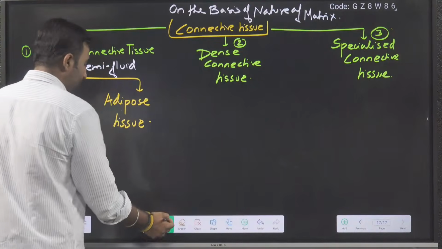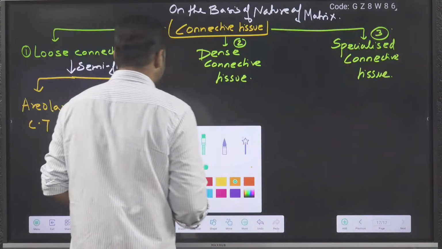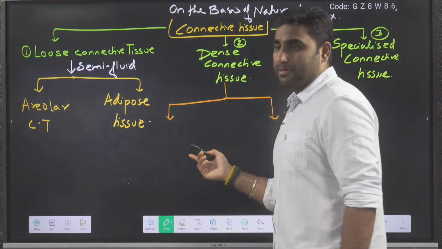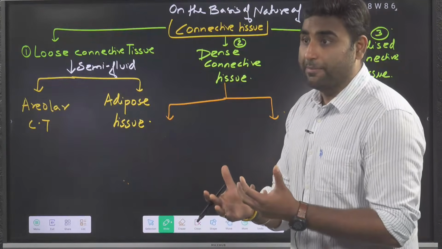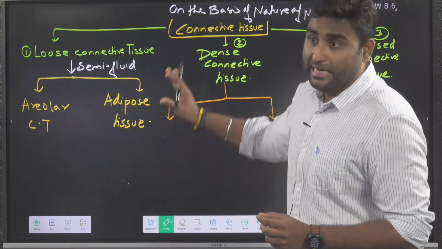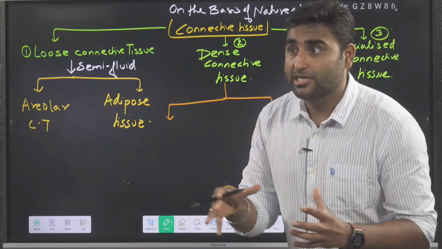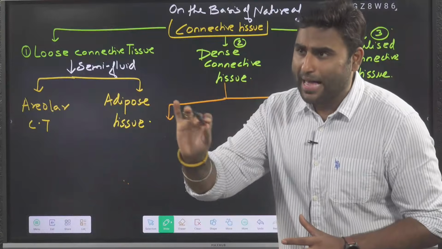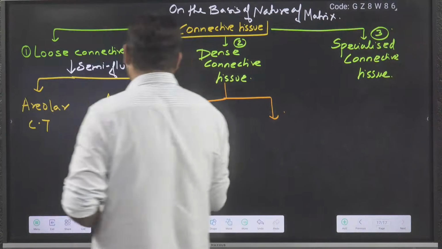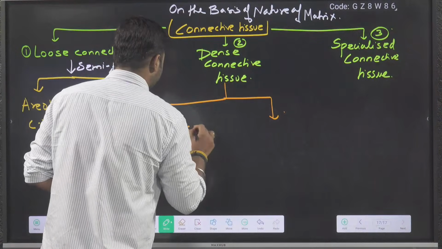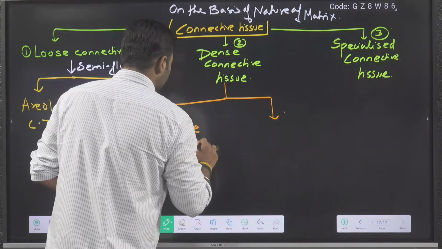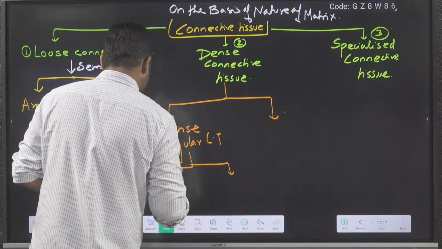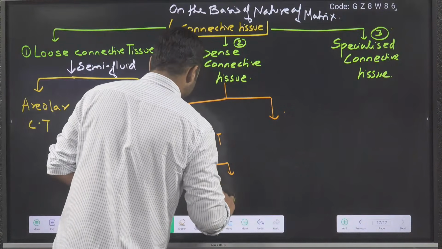Yes. Then in dense connective tissue, what we are going to write? In dense connective tissue, depending upon the arrangement of the fibers. See, in dense there is a lot of fibers, collagen and elastin fibers. If the fibers are arranged properly, oriented parallelly in a regular pattern, we will say it is called dense regular connective tissue. In dense regular connective tissue, you are having two things. You are having tendons, and then you are having ligaments.